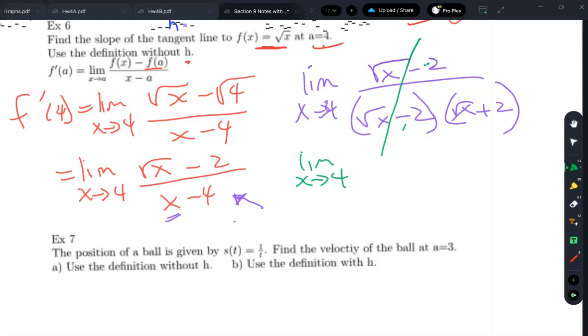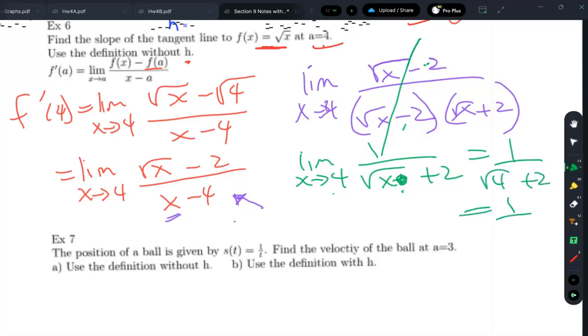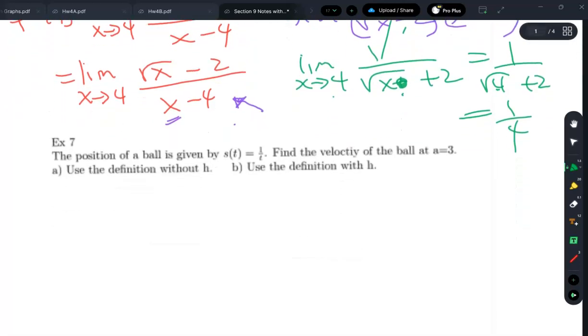When you cancel, you get a 1 in the numerator. Root x plus 2. Now you plug in x equal 4, and you don't write limit anymore. Root 4 plus 2. So that's 2 plus 2 is a 4. And that's the answer. So that's the slope of the tangent line.